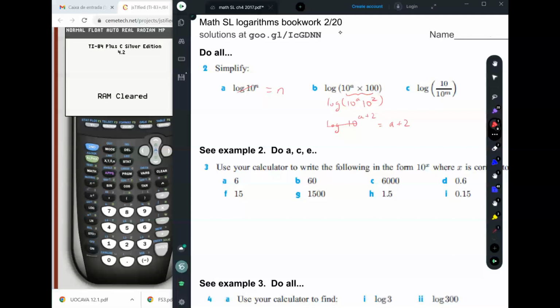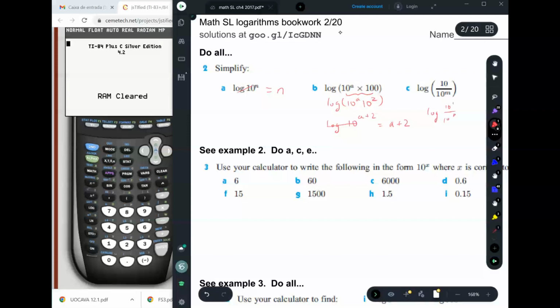What about c? So for this one, we have 10 to the first on top, and we have 10 to the m on the bottom. Remember that if you have a division and you have two bases, then you subtract the exponents, so it would be log of 10 to the 1 minus m. So the log and the 10 cancel each other out, and you're just left with 1 minus m.